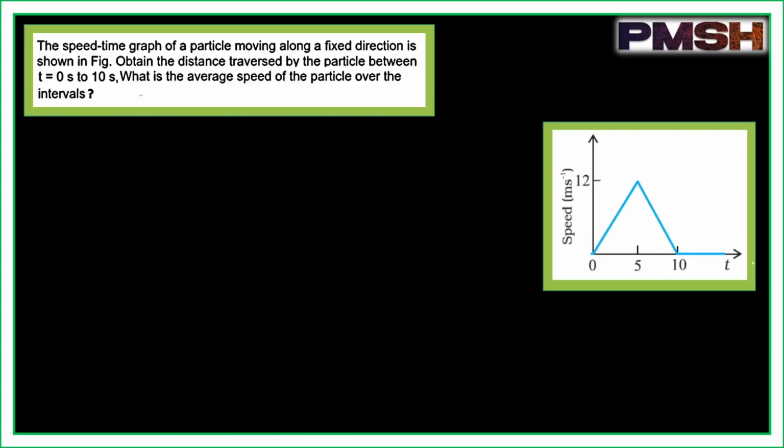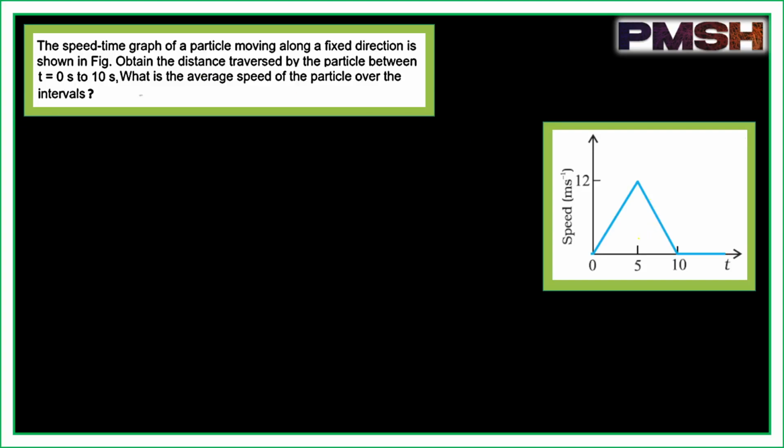Now here is the next question. The speed time graph of a particle moving along a fixed direction is shown in the figure. Obtain the distance traversed by the particle between t is equal to 0 seconds and t is equal to 4 seconds. And also we have to calculate the average speed of the particle over that interval. Okay. So let's see how to do this.